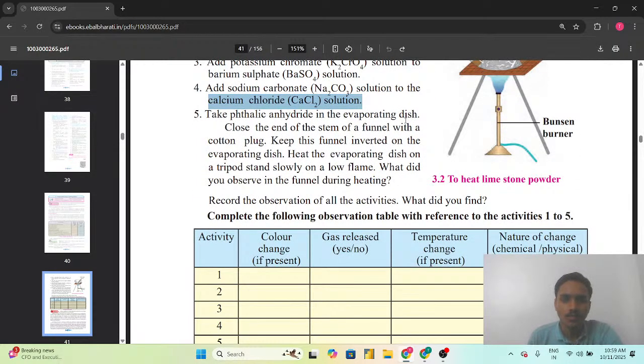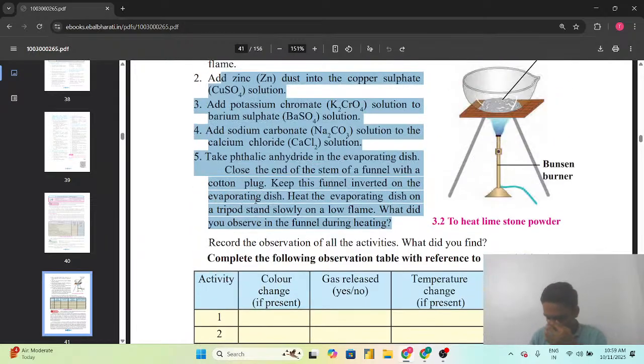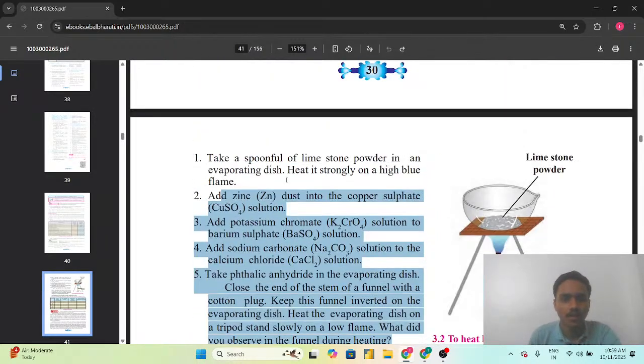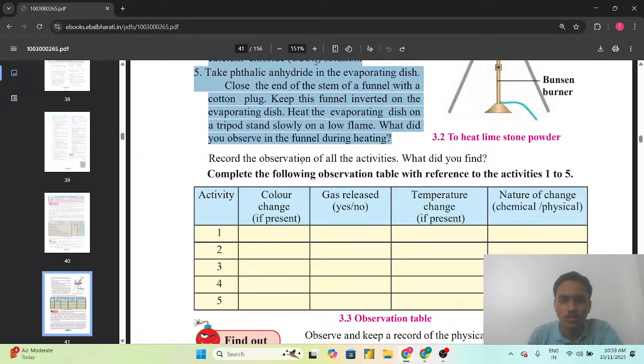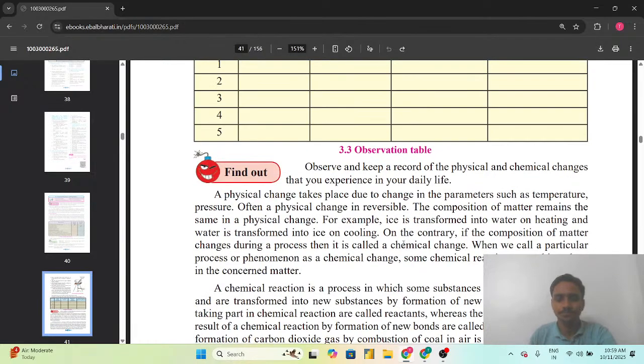Take phthalic anhydride in the evaporating dish. Close the end of the stem of the funnel with a cotton plug. Keep this funnel inverted on the evaporating dish. Heat the evaporating dish on a tripod stand slowly on a low flame. What did you observe in the funnel during heating? So this is the experiment which can be performed in the lab, considering all of this equipment and the chemicals. After performing the experiment, we have to see what kind of changes, physical and chemical, are observed here.